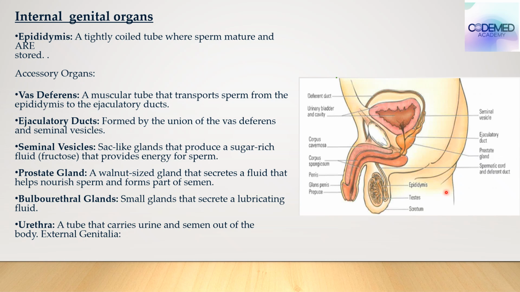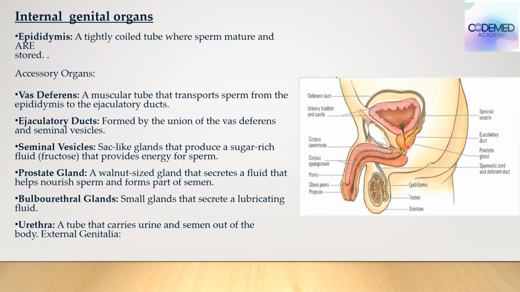The seminal vesicles are nothing but sac-like glands that produce a sugar-rich fluid that provides energy to the sperm. While the prostate gland, which is very important, is a walnut-sized gland that secretes the fluid that helps nourish the sperm and forms part of the semen. And then we have the bulbourethral glands, which are small glands that secrete a lubricating fluid. And then the urethra, so this part is called the urethra. It is a tube that carries the urine and the semen out of the body.